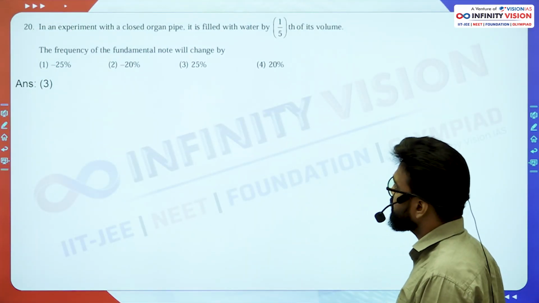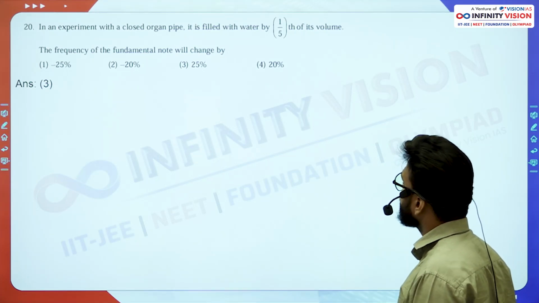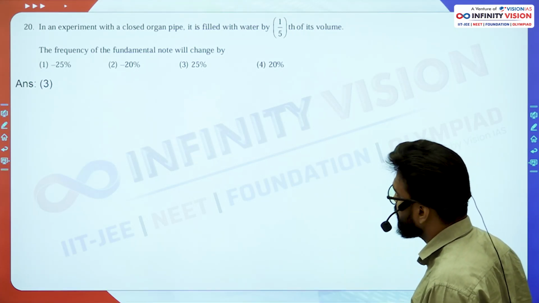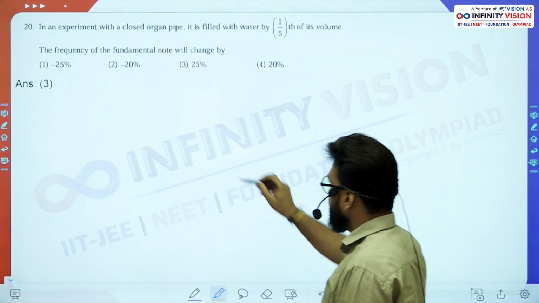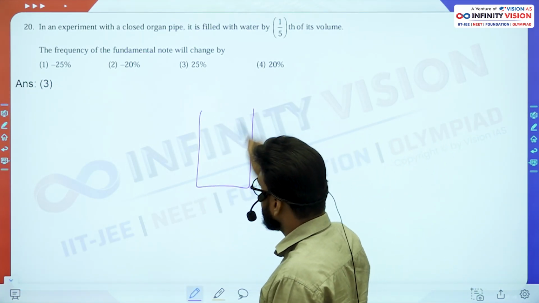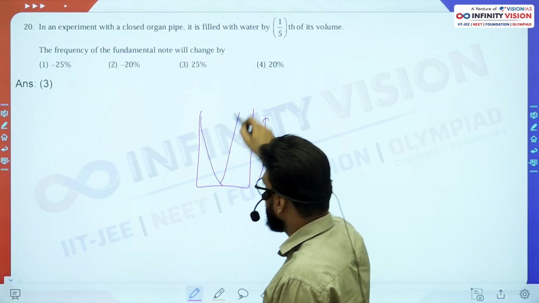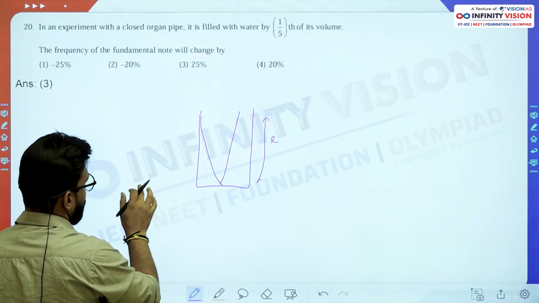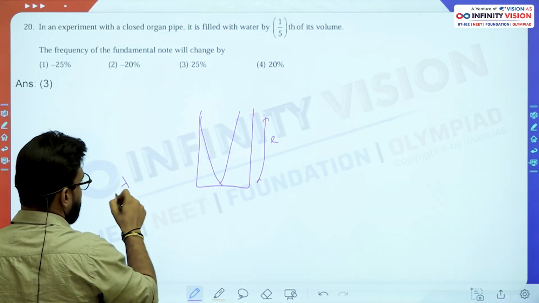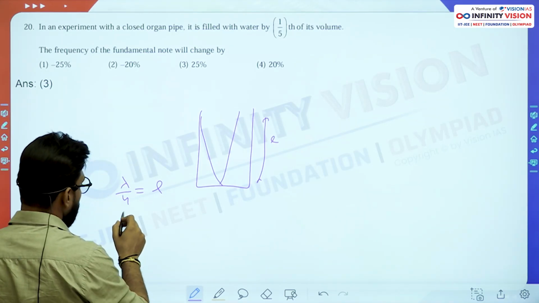Next, in an expression with a closed organ pipe, it is filled with water by 1/5 of its volume. The frequency of the fundamental node will change by. Suppose that means you have been given a closed organ pipe. Initially, let its length be L. So the fundamental mode would be given by this relationship. We already know that lambda by 4 must be equal to the length of this closed tube.